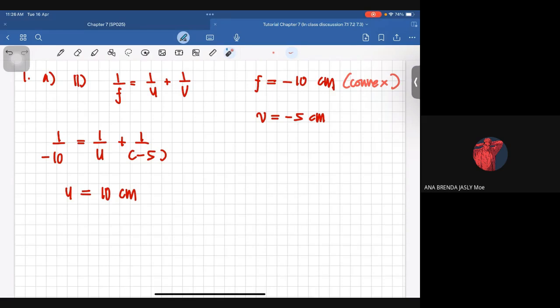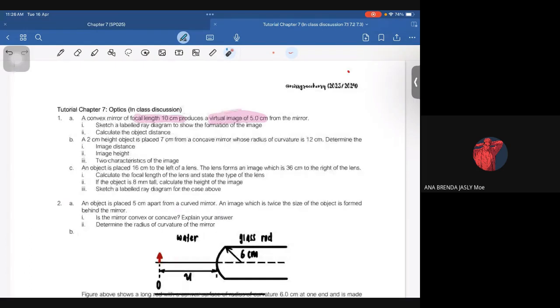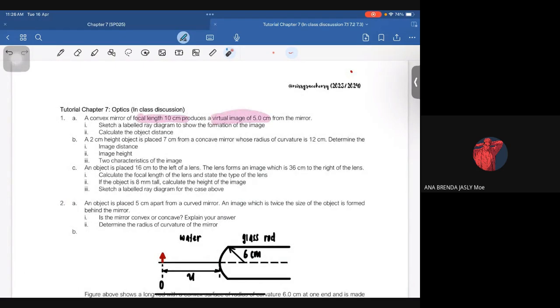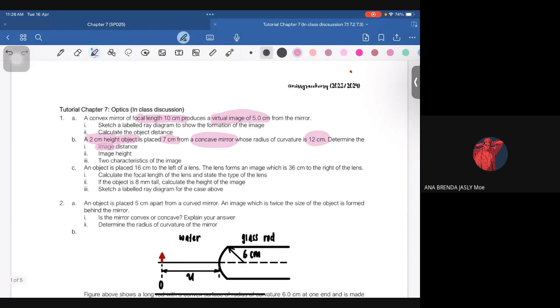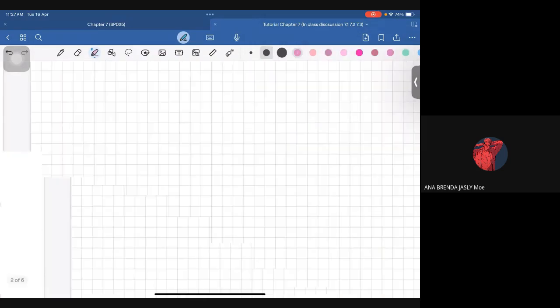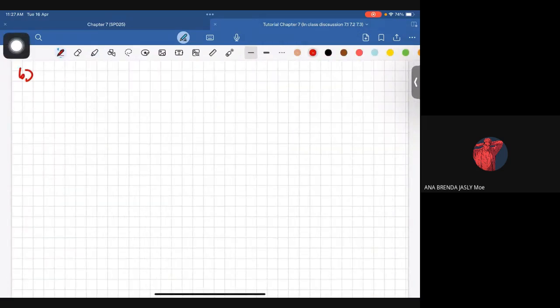Alright. Next one, question B. We have a 2 centimeter height object. So object dia punya height is 2 centimeter, placed 7 centimeter from a concave mirror. Dia bagi tahu radius of curvature of this mirror is 12 centimeter. We have to determine the image distance, height, and the characteristics of the image lah. Macam biasalah kita extract dulu information. Height of the object is 2 centimeter, and the object distance is 7 centimeter. Object sentiasa letak positif lah.